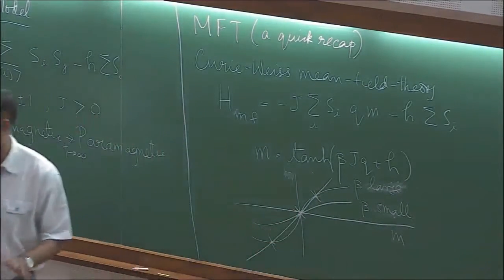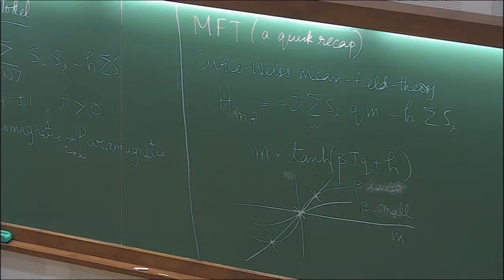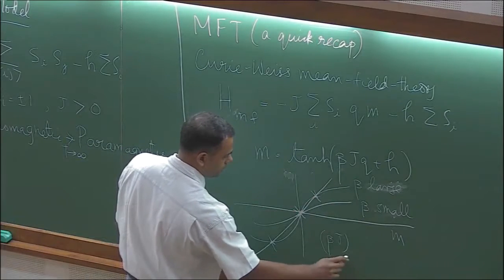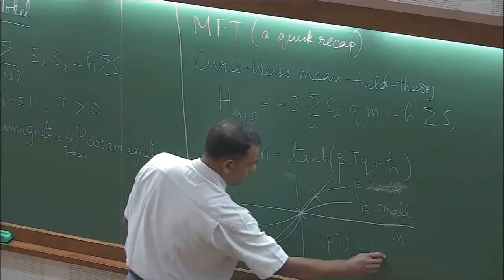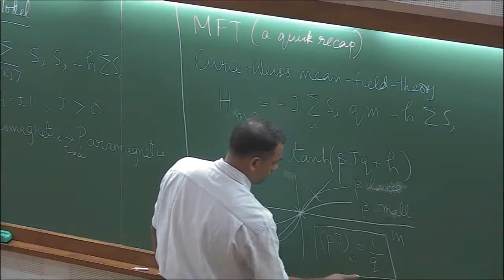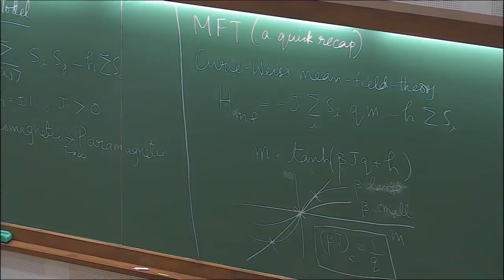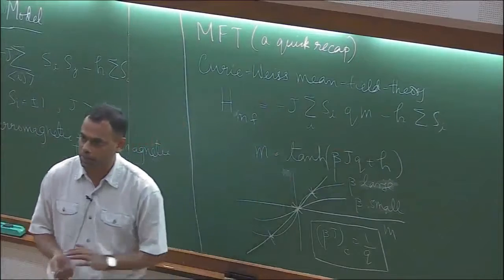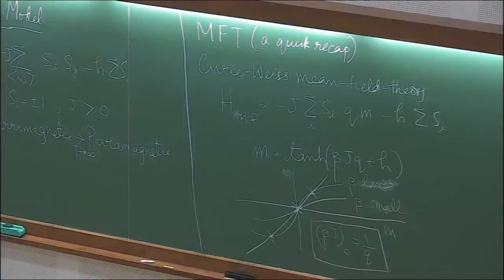I'm assuming that you did this, Abhishek, no? Okay, so this is the transition that one finds. At a transition point where this slope is 1, beta J c is 1 by q. So this kind of mean field gives an answer which has a transition from ferromagnetic to paramagnetic. But the kind of approximation that goes in, where you replace a particular term here by an average magnetization, these are very uncontrolled approximations.